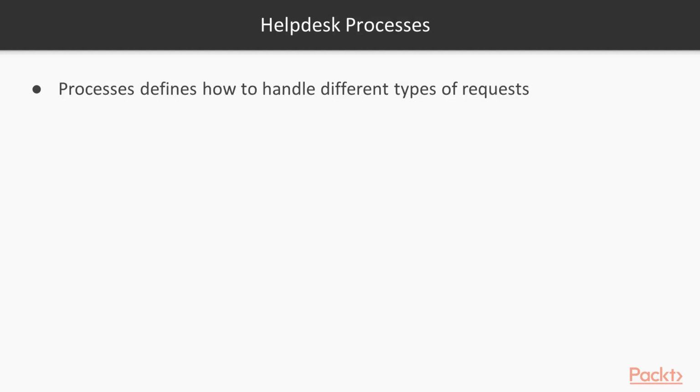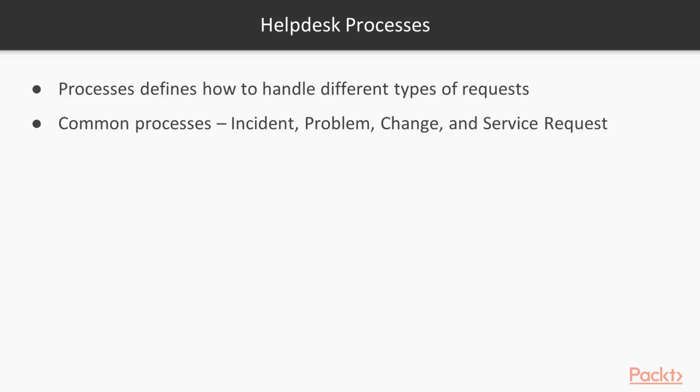In most of the service desk tools, you need to have different processes, and processes actually defines how to handle different types of requests. So in Jira Service Desk, you can actually have different types of these processes configured in the workflow and also as a request type. But just to give you one idea about what kind of common processes we can have, you can actually create one incident, problem, change, and service request. And these are just examples. You can have, in fact, many different processes.